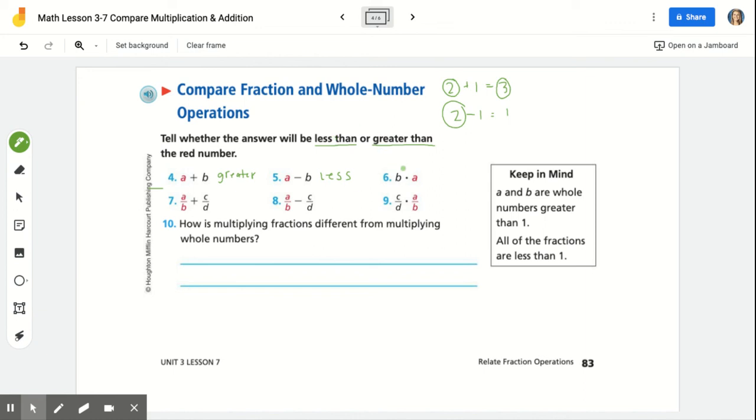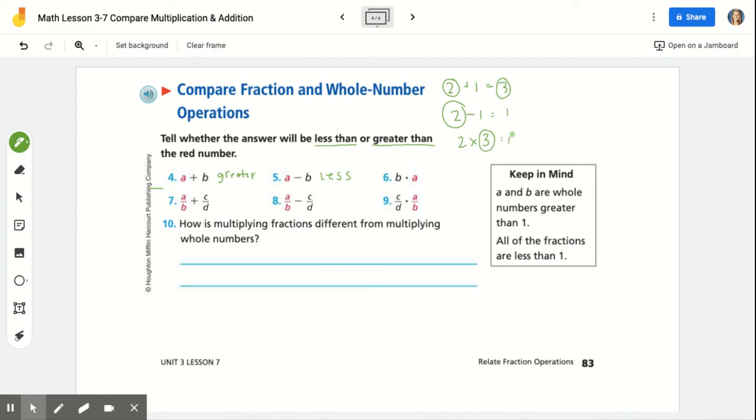Let's keep going. Number 6, B times A. Let's replace B times A. Let's choose maybe a higher number here. Let's do 2 times 3. I'm replacing B and A with 2 and 3. So 2 times 3, and 3 is in red, so I'm going to circle that. Is our answer going to be less than or more than 3?